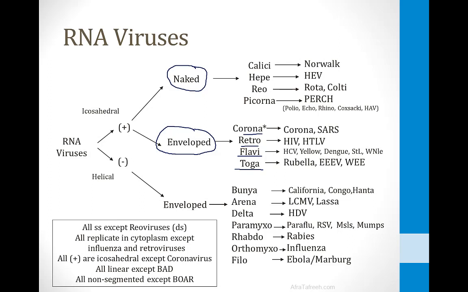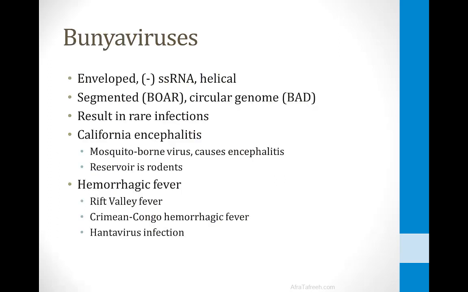All of the negative sense RNA viruses are helical, and all of the negative sense RNA viruses are enveloped, which makes their features fairly easy to remember. Let's begin by talking about the bunyaviruses. These are enveloped viruses with a negative sense single-stranded RNA genome and a helical capsid. The bunyaviruses are a segmented virus family. Remember, the mnemonic for segmented viruses is BOR, and the B stands for bunyaviruses.